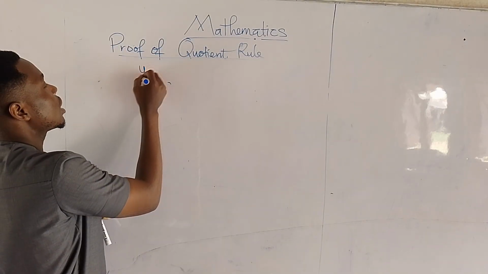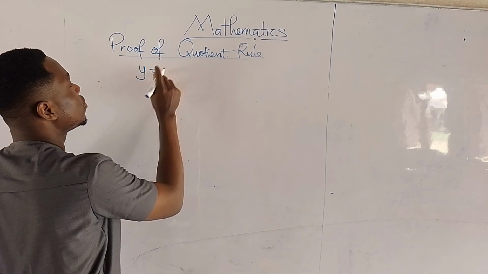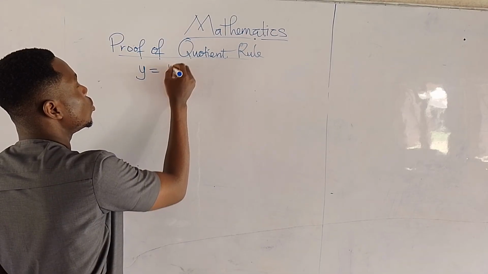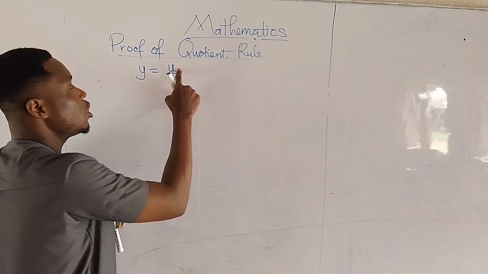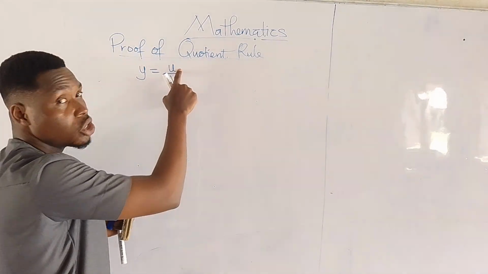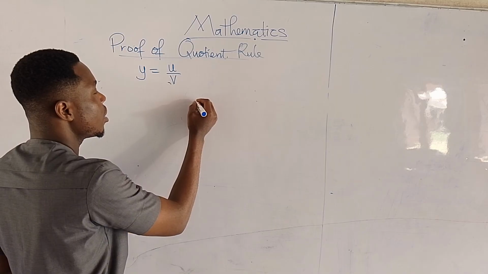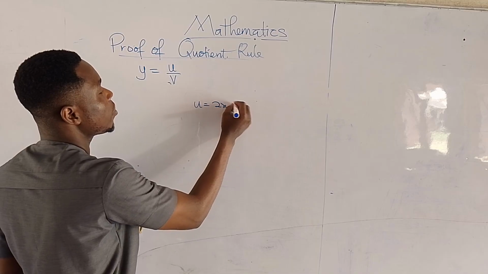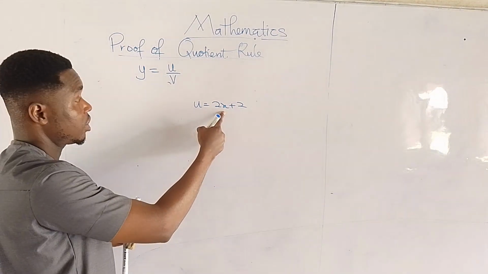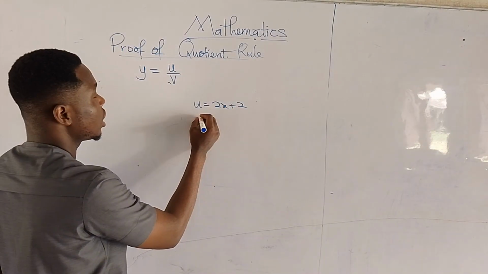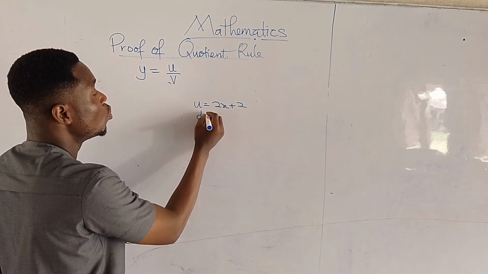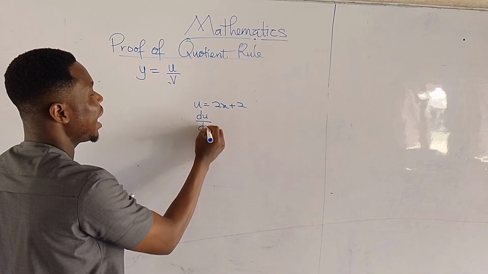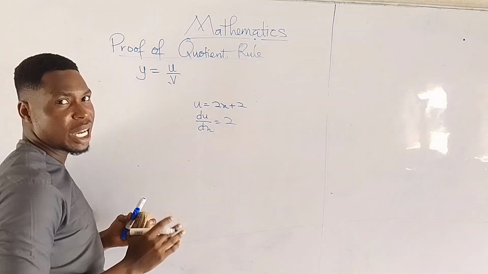Now, let's take y, which is equal to u over v. The u that we have here is a function of x. Say u is equal to what? The numerator, 3x plus 2, is a function of x. So when we differentiate it with respect to x, we'll have du over dx giving us 2. I hope you are getting it.